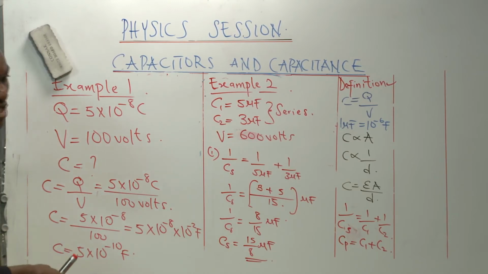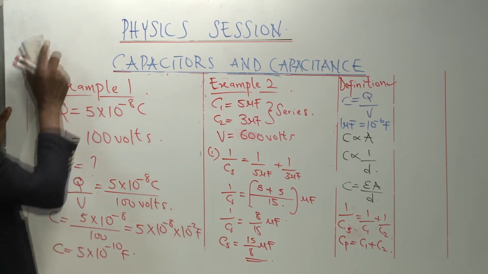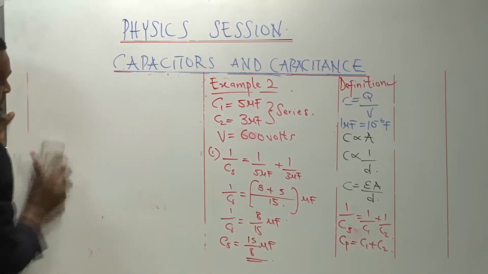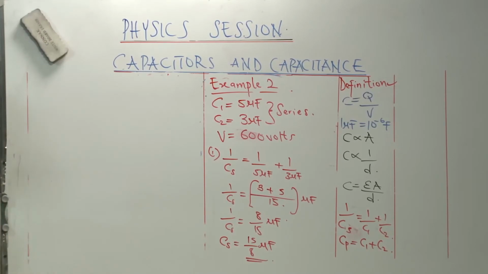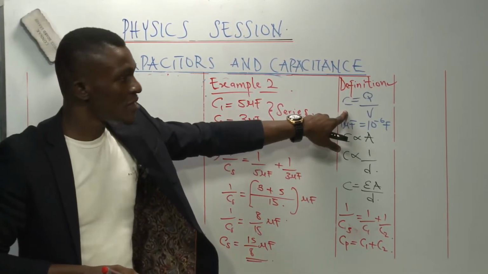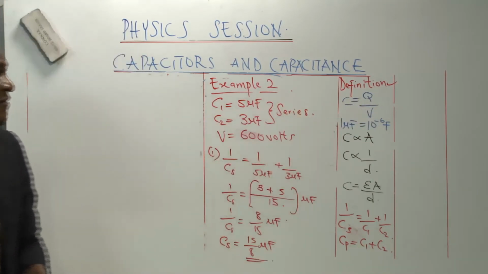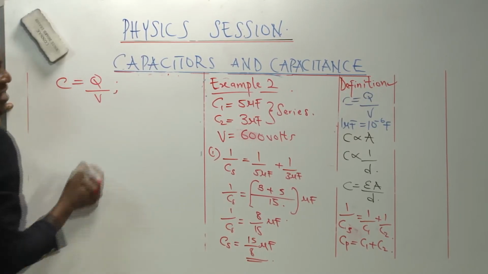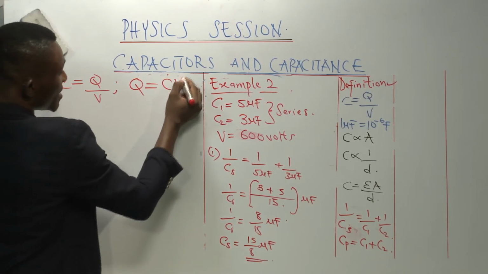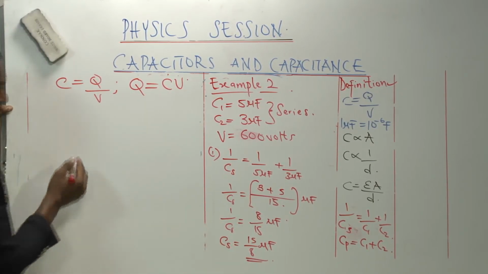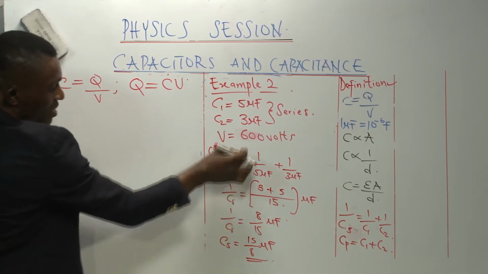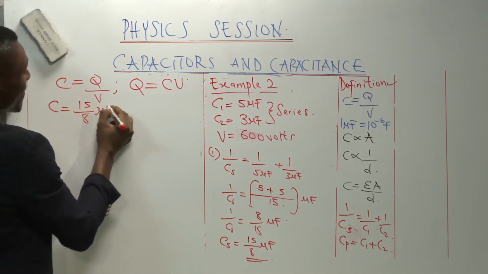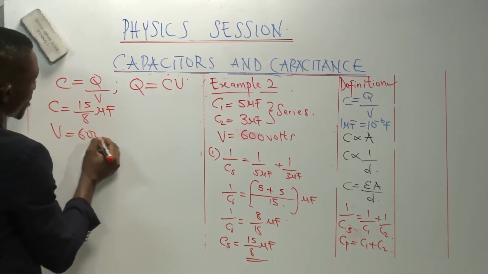So the second question says we should calculate the total charge in the combination. Permit me to rub this off. Total charge in the combination. So what's the symbol for total charge? So this formula comes to your mind. Capacitance is equal to Q over V. So from this first formula written here, C is equal to Q over V, we can deduce that Q is equal to C times V. And from there, we have our capacitance total, and we have V. So C equivalent is given as 15 over 8 microfarad, and then V is given as 600 volts.